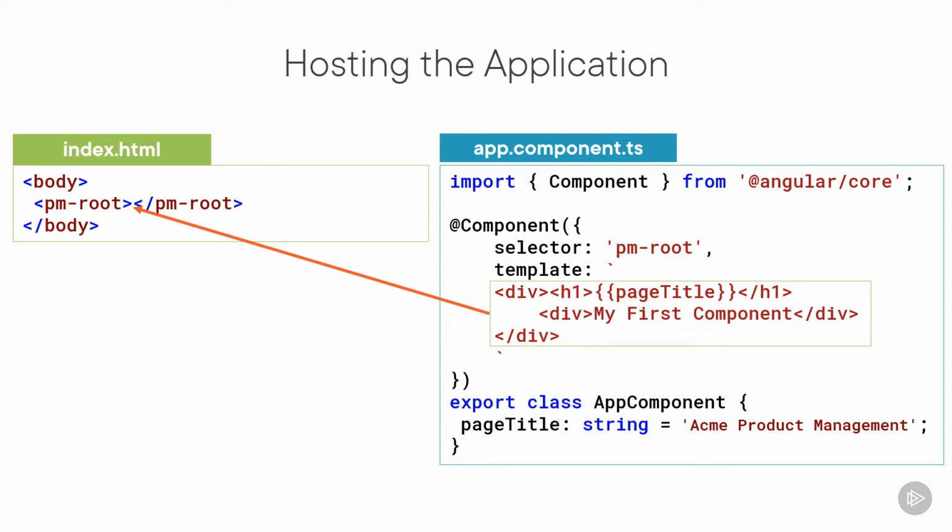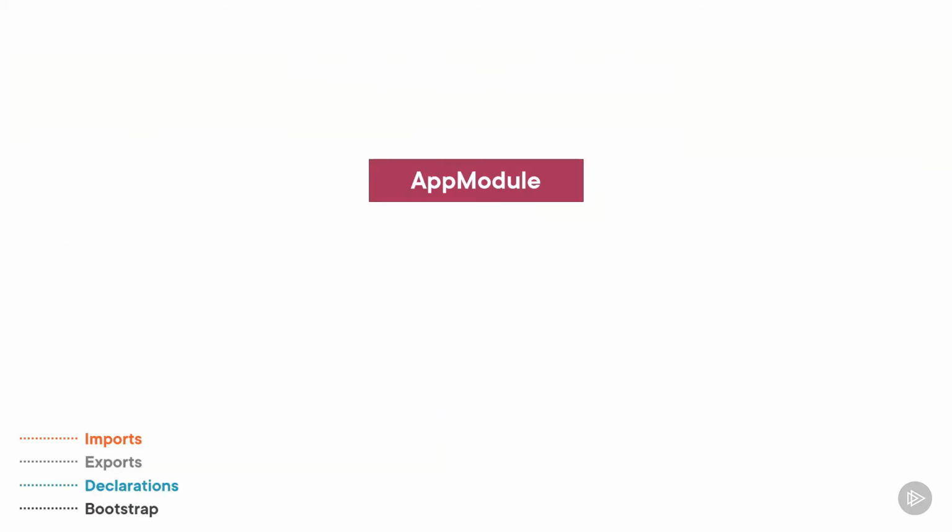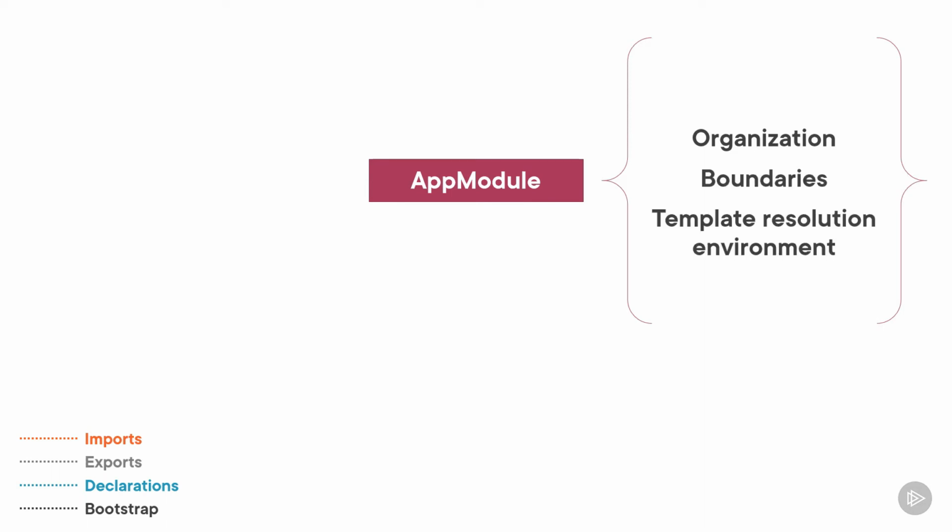But how does the Angular compiler know about this custom HTML element? It looks in an Angular module. Angular modules help us organize our application into cohesive blocks of functionality and provide boundaries within our application. They also provide a template resolution environment. What does that mean? When the Angular compiler sees a directive in a template, it looks to the Angular module for the definition. So we declare the app component in an Angular module so the compiler can find it.